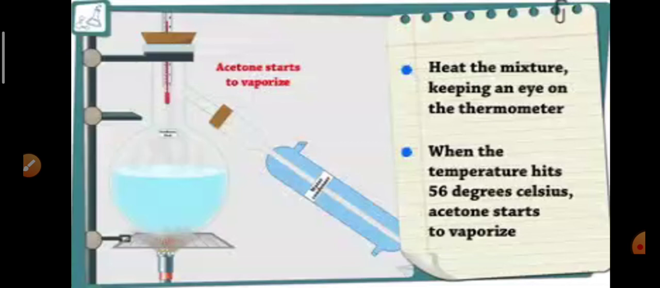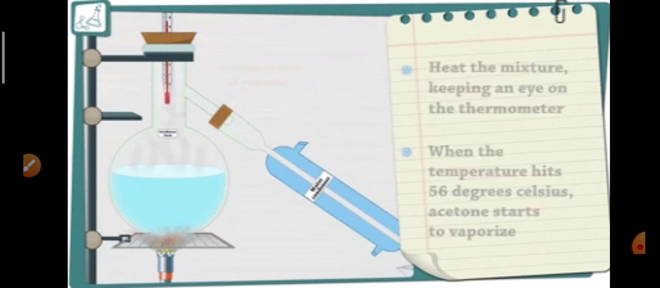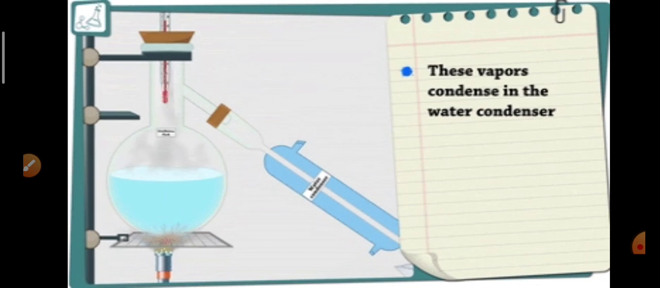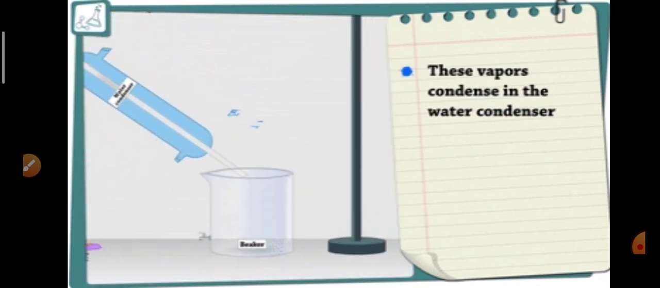Let's see the method. Here acetone and water has been taken, and the boiling point of acetone is 56 degree. When the temperature reaches 56 degree, it starts evaporating, and the vapor then passes through the water condenser and is ultimately collected as droplets in another beaker. This droplet is known as distillate.